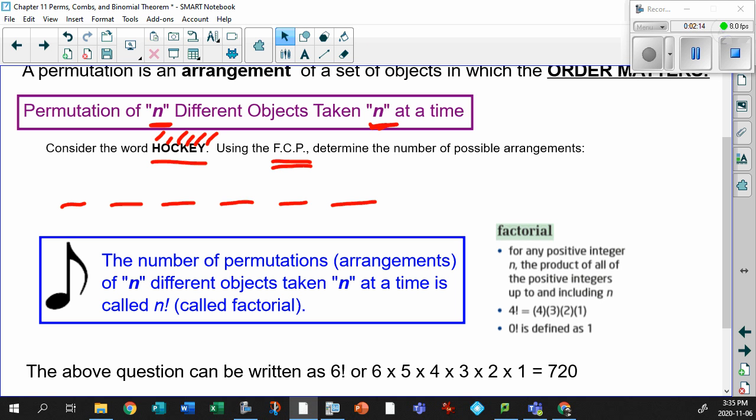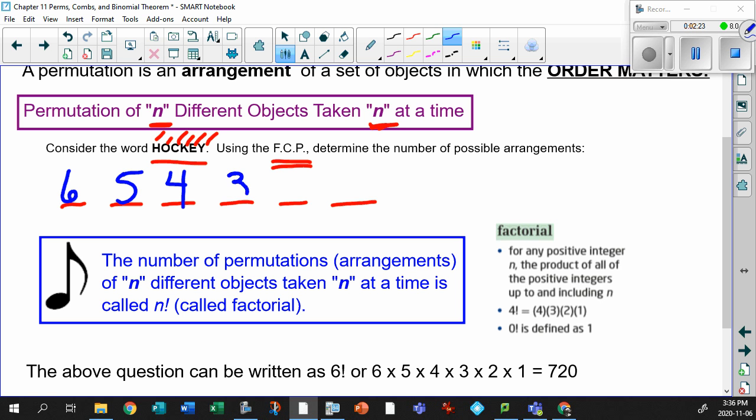6 spots, 6 letters. You've got 6 choices for the first one, 5 choices for the next one, 4 choices for the next one, 3 choices, 2 choices, 1 choice. And if you think about it, if you want to get the word hockey back, order matters, because if you scramble this, the order is completely different and makes a completely different word, maybe even a nonsense word. You know what I mean?